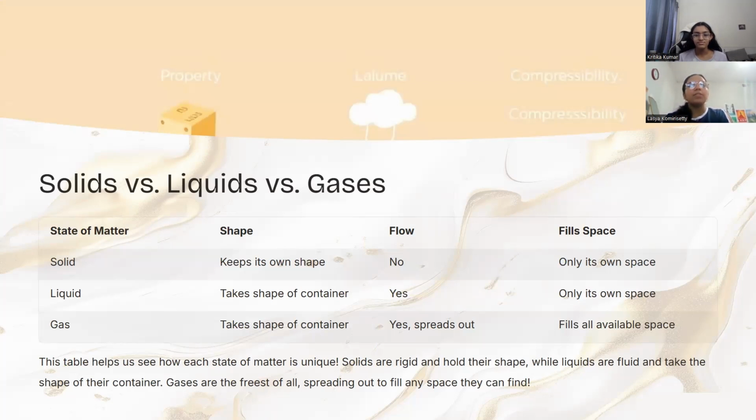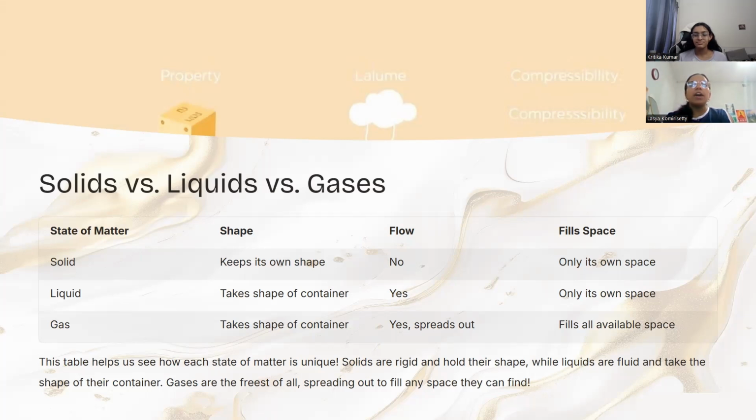Now let's talk about their flow. Solids do not flow. Liquids, on the other hand, they flow. Like, you know how in the ocean or at the beach, the water flows? That's an example of how liquid flows. And that shows you how liquid does have movement. And gases, yes, they definitely flow, and they spread out and are always around us.